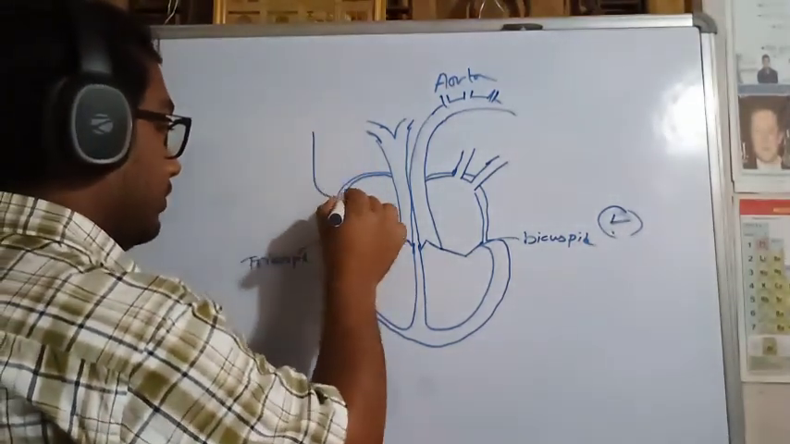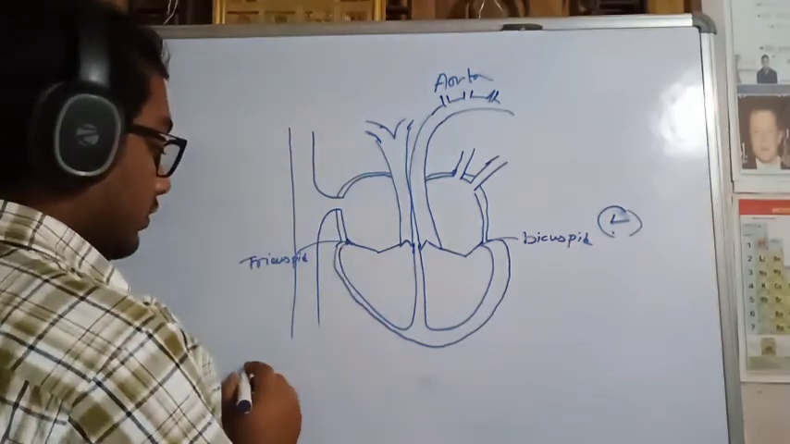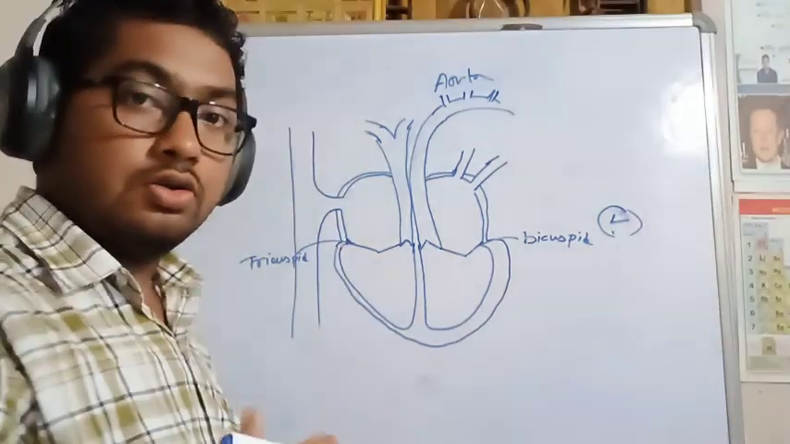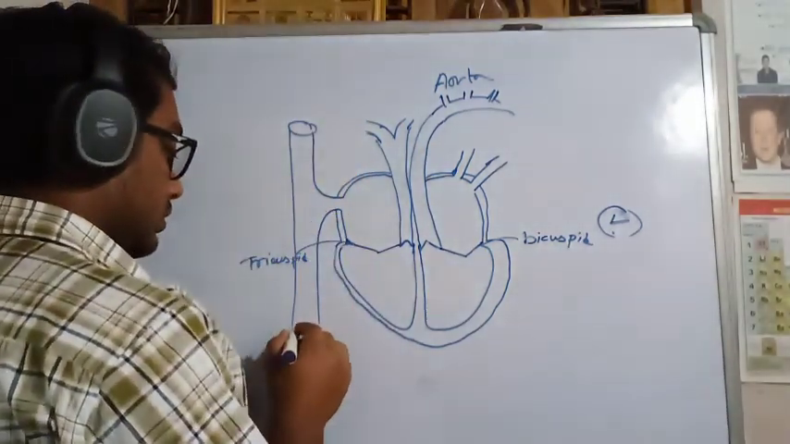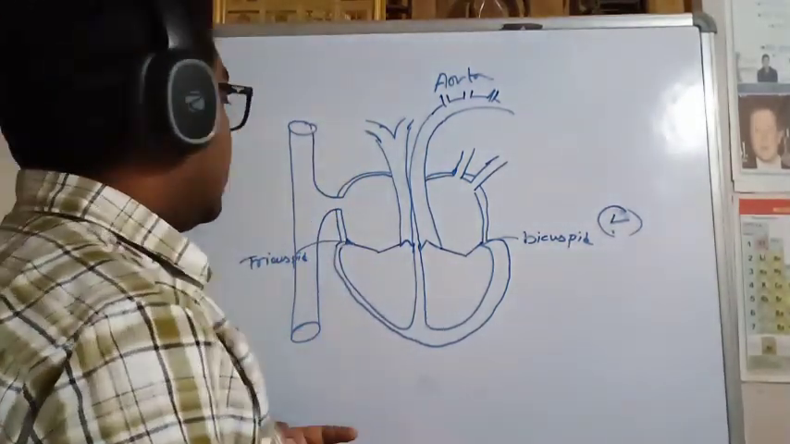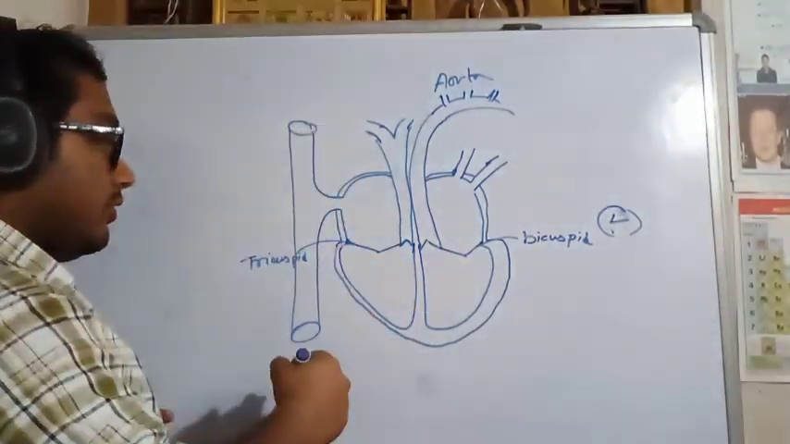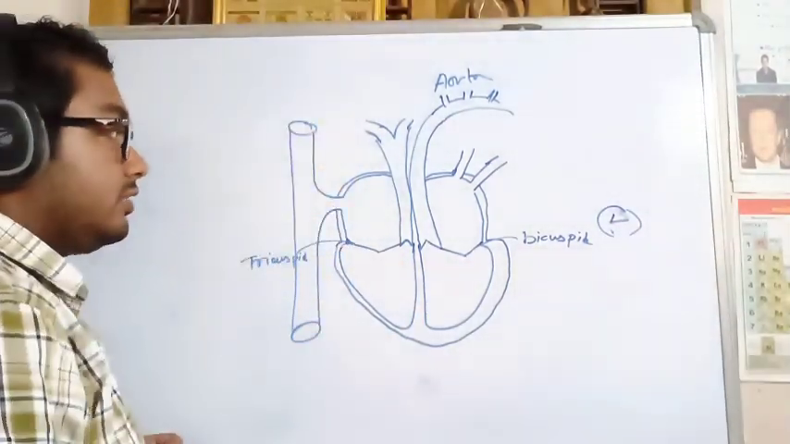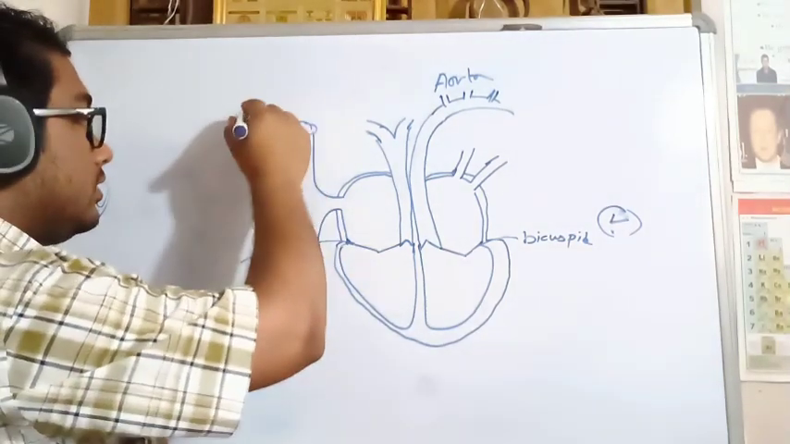And here blood comes from all over the body, from the lower side of the body and the upper side of the body. This is the vena cava. Our vena cava is the largest vein. This is the superior vena cava.